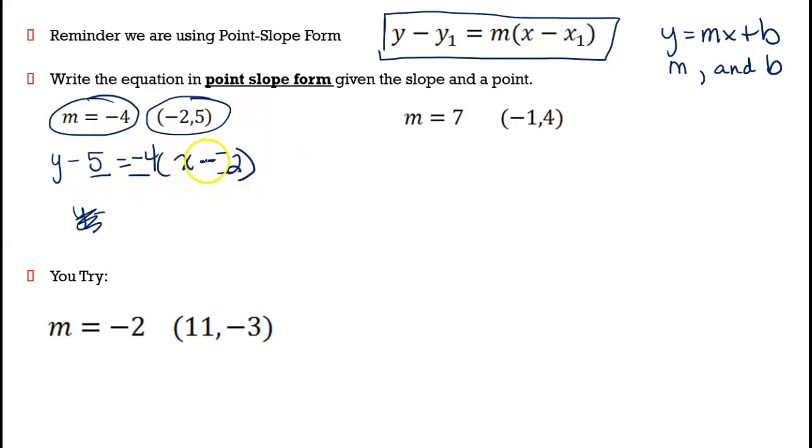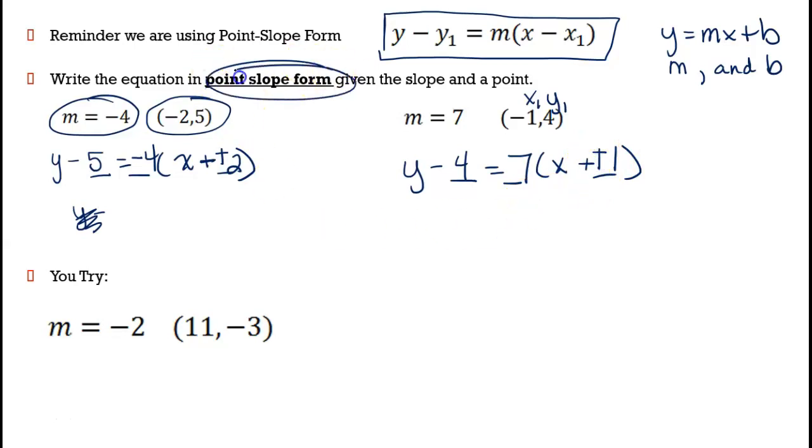The one thing you might want to do is keep, change, change to get those negatives away. Remember, it's the same steps every time, the same blanks that you're filling in. We have y minus 4 equals 7 times x minus negative 1. Again, you could do keep, change, change.